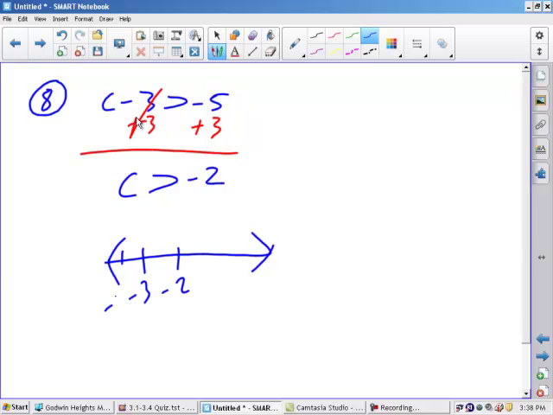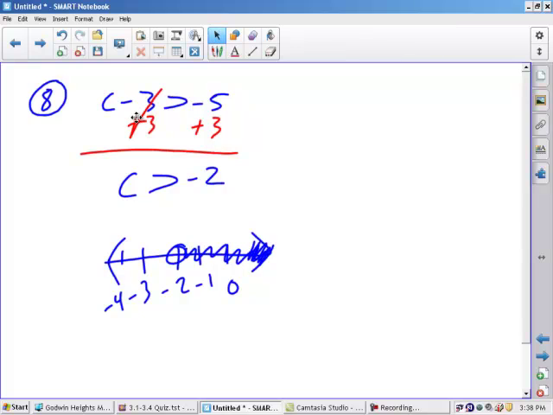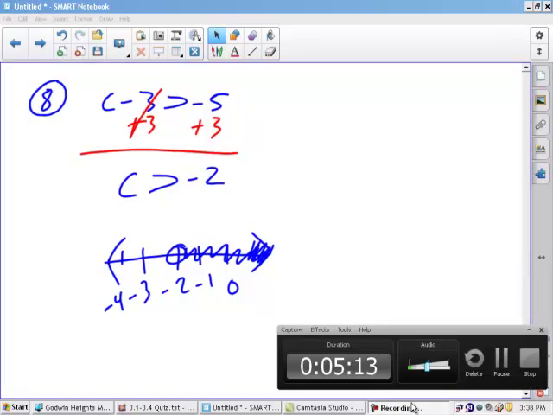Bigger in that direction, -4, -1, and 0. I then have an open circle at -2. It's greater than, so it goes to the right, positive direction. And that's the graph. And you can figure out which one that was.